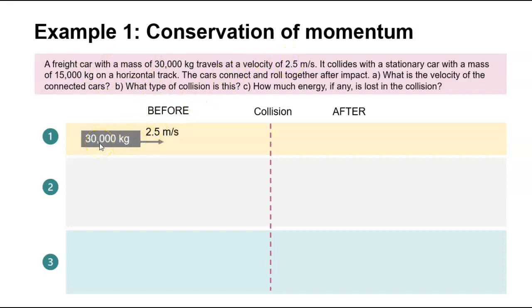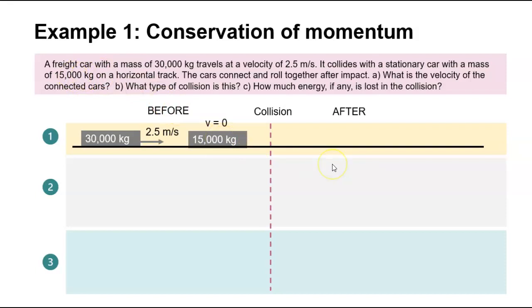So we usually draw our objects as simple shapes, maybe like squares or rectangles or circles. So I chose a rectangle to stand for the train car. So the train car had a mass of 30,000, traveling at 2.5. It collides with a stationary car with a mass of 15,000 on a horizontal track. So before the collision, you can see that there was a car parked. This car, you can see it's moving and it's going to crash into it. So eventually it's going to crash at the collision point.